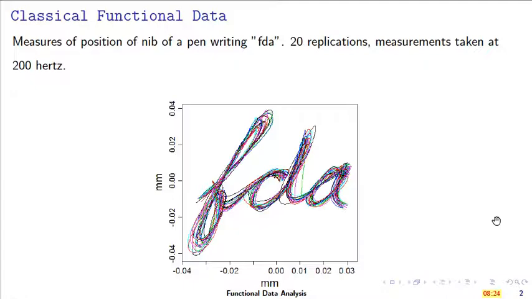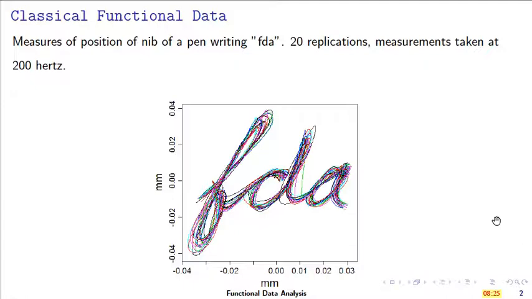This is Jim Ramsey. If you know, Jim Ramsey is kind of the founder of the functional data analysis research area. So he designed one experiment. Basically, he wrote FDA, the three letters, with a pen, and he put a monitor in the nib of the pen, and then recorded the trace of how he wrote the three letters FDA.